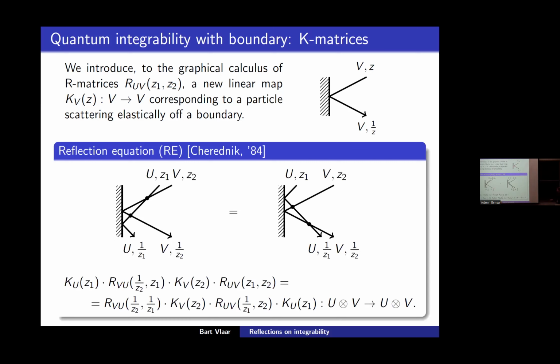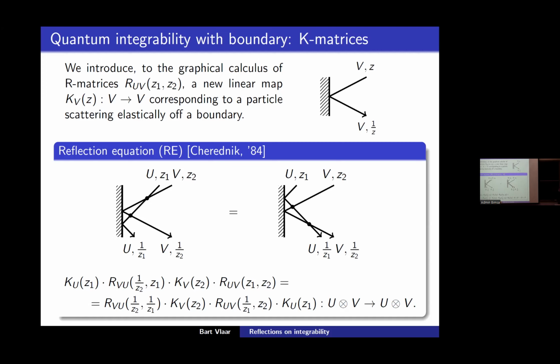Okay, so you have incoming particles, and they can interact with the boundary, and they can scatter back. But in the meantime, they will scatter with each other in different orders like this. Okay, and so this is what's known as the reflection equation. You impose this to have this factorized scattering when the boundary is also involved. Okay, and so here this is written in terms of linear maps. This is known as the reflection equation, introduced by Cherednik in '84. And so you can use this equation to study systems with boundary, at least with one boundary.